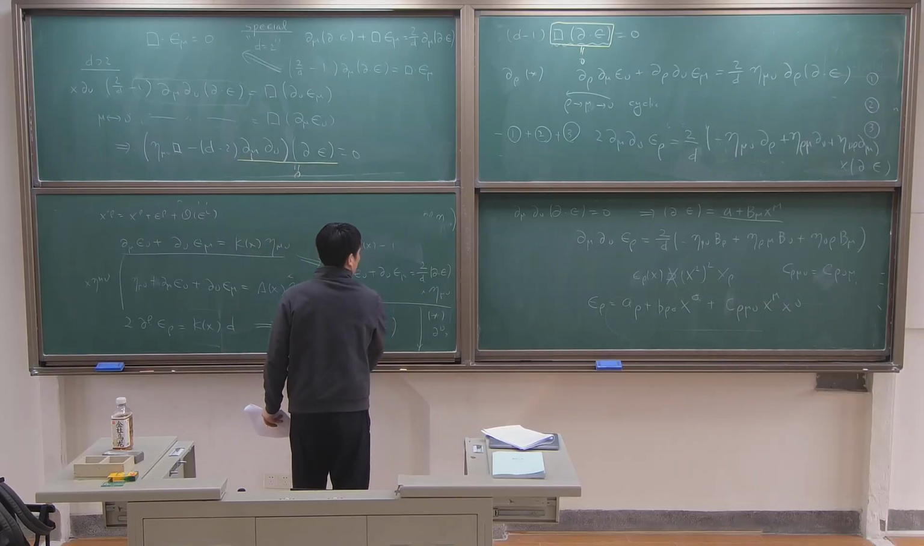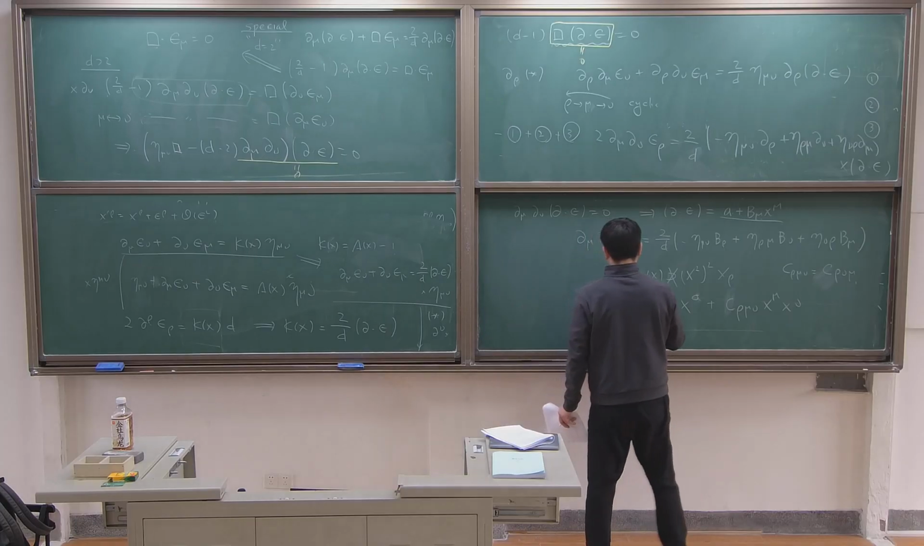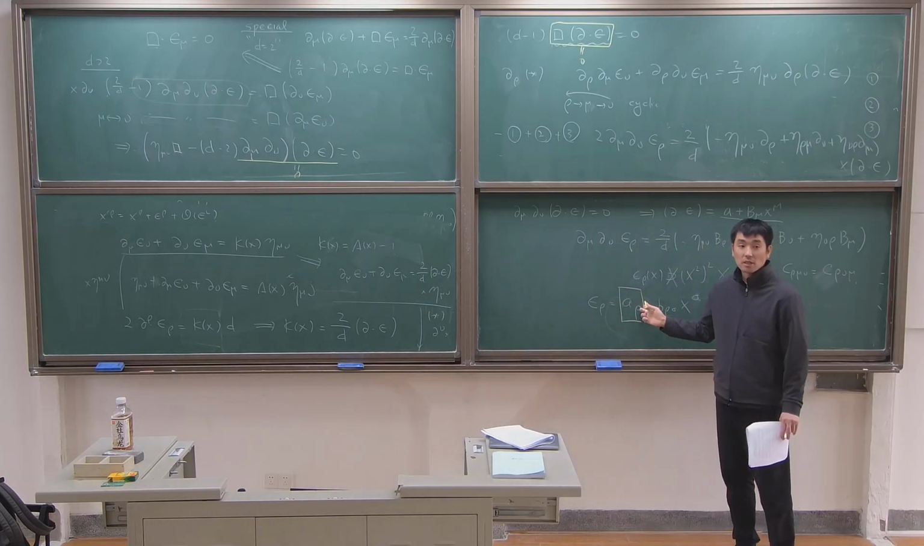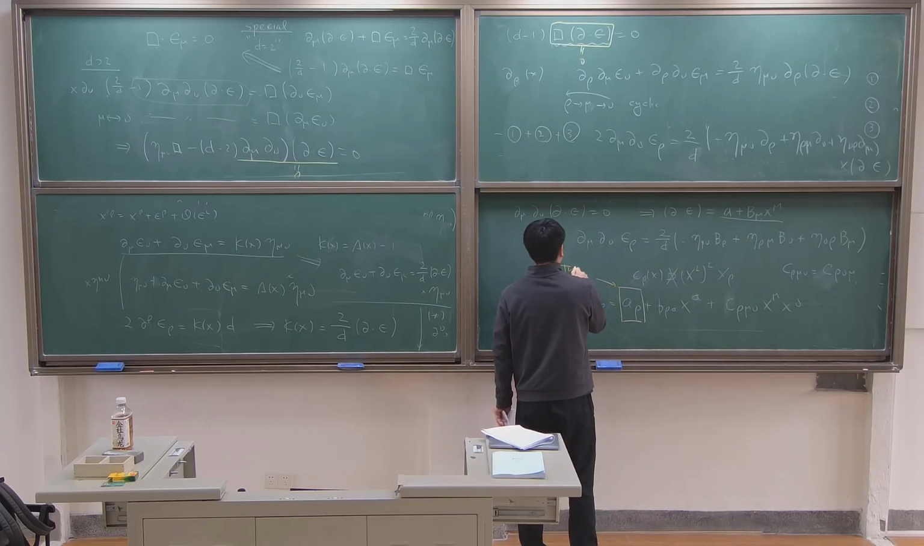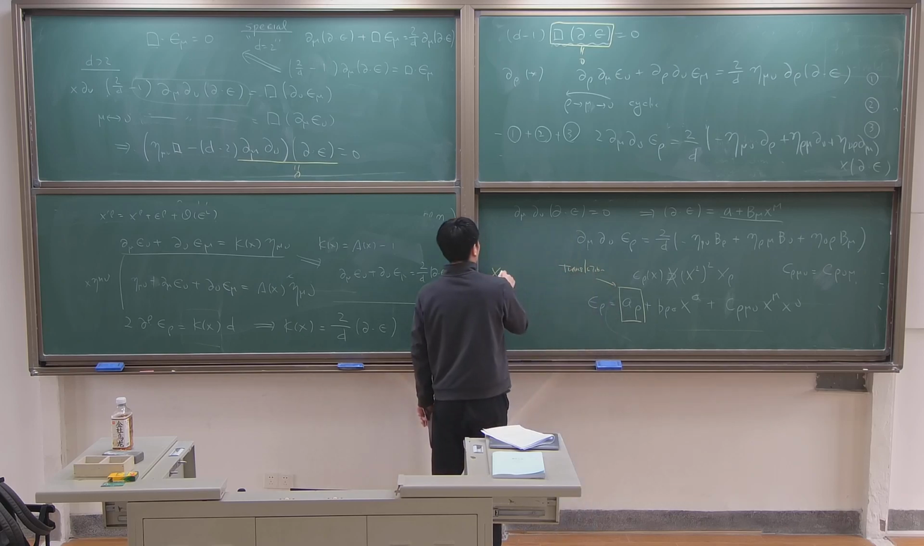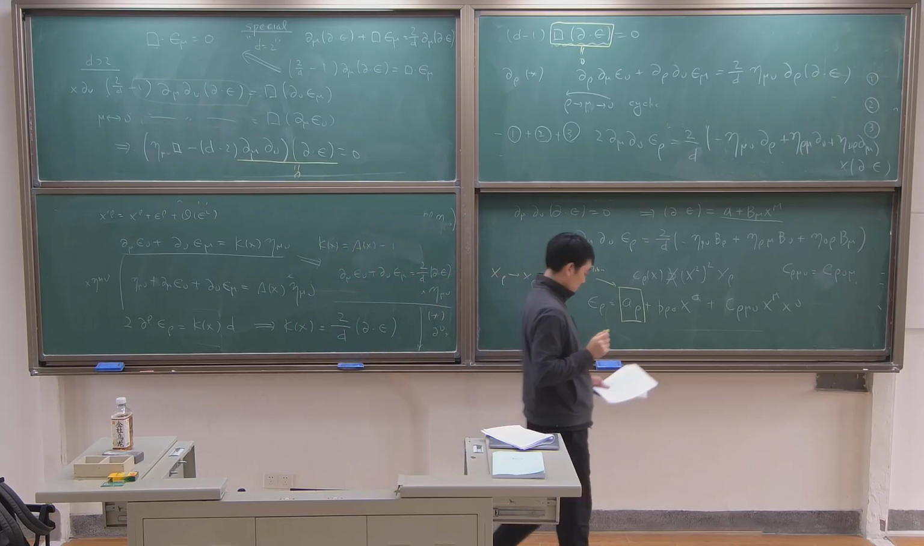So let's look at what it means. What does this term mean? Translation. Good. Thank you very much. This is translation. So this means x^rho moves to x^rho plus a^rho. Okay, so that's the translation.